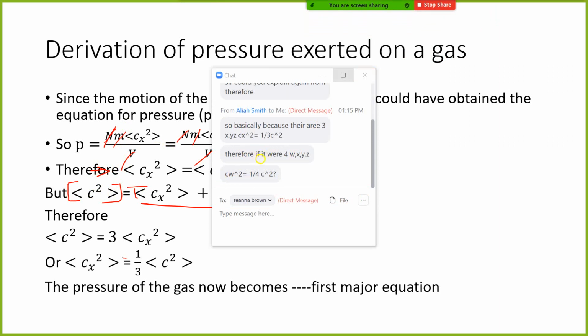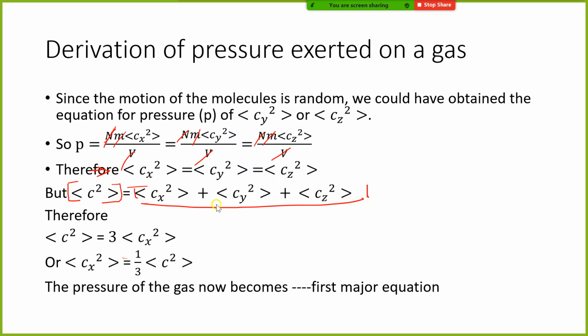Let me see what she's saying. So therefore, if we have four, well, we don't really have four axes, but yes, that's what you would have had. You would have basically produced that if you had four axes. Yeah, right? But we don't have that.